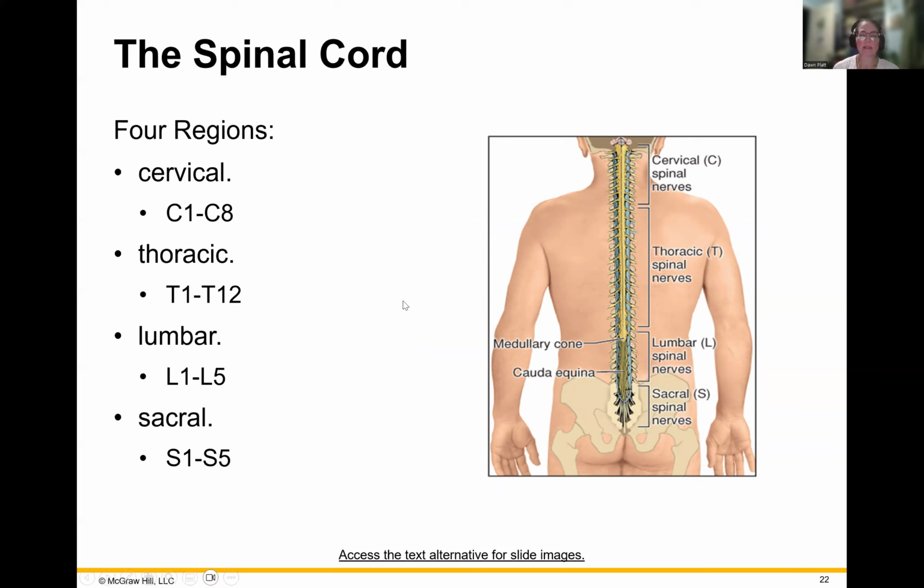And then we have the spinal cord. On page 274, there's a picture of the spinal cord. There are 4 different sections of the spinal cord. You have the cervical, which is up top in your neck area, and that has C1 through 8, then the thoracic, T1 through 12, which is going to be in the chest area, the lumbar, which is going to be in the low back area, and your sacral nerves, which is kind of below the low back, in your buttock area.